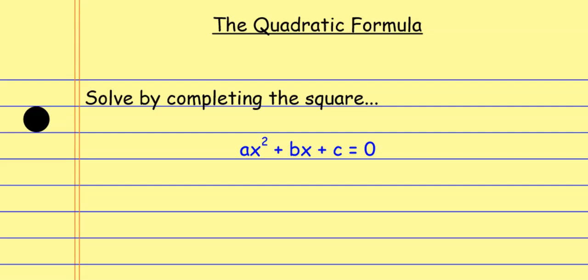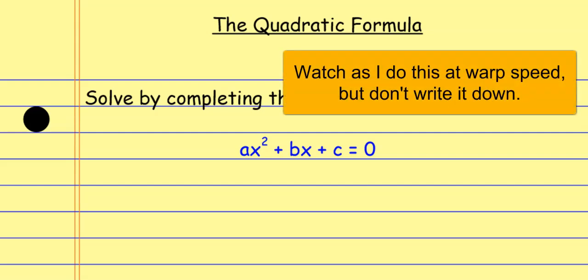If I generically have ax squared plus bx plus c equals 0, and I were to solve by completing the square, the result will be the quadratic formula. So let me show you this real quickly. And I'm not going to expect you to derive this thing, but I want you to see where this comes from.